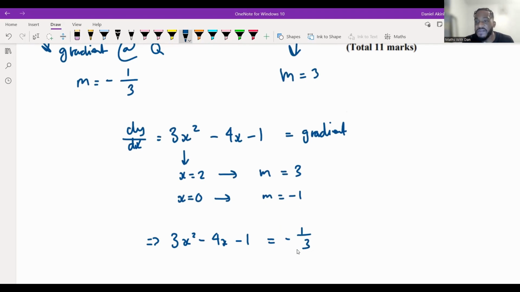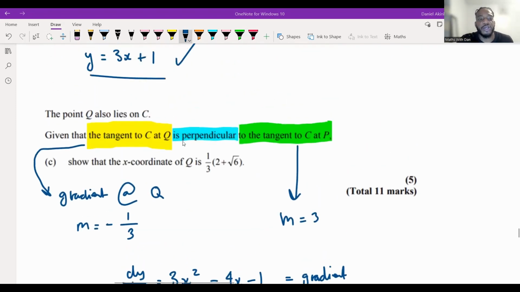Does this make sense, guys? This is very, very important. This is the key to this question here. There's going to be some value of x that when I plug it in, I'm going to get minus a third out. Does that make sense? This is the important part of this part C. Are we all happy with this? Yeah, good stuff.